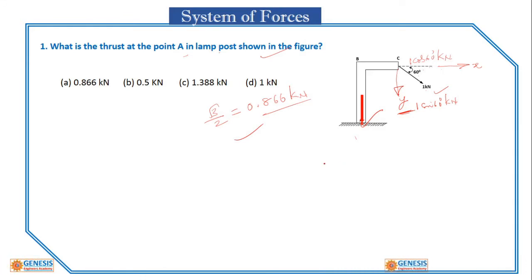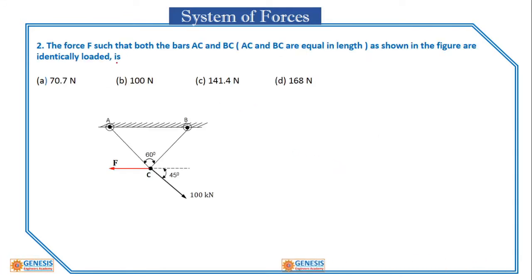Next one is the force F such that both the bars AC and BC, as shown in the figure, are identically loaded, that is, AC and BC are equal in length. So suppose we wanted to know, ABC is a triangle, in this it is 60, and it is given BC is equal to AC. That means if AC becomes BC, these angles must be equal. So this must be 60 degrees and 60 degrees.